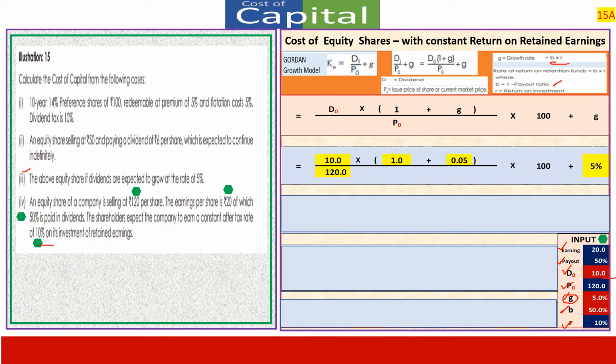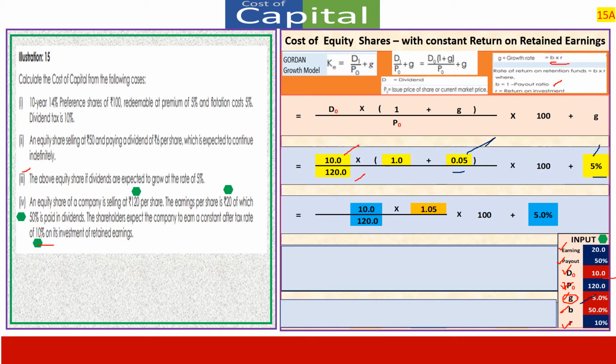Dividend, we saw it is 10 rupees. Price is 120. Then we have 1 plus G. G we got it here as 5% into 100 plus G. G is once again 5%. Same G we write here for the sake of convenience, 5% and 0.05. From here onwards it is simple.